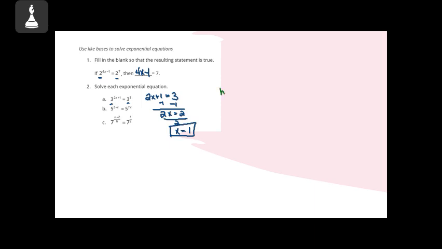Looking at B, we have 5 to the 2 minus x equals 5 to the 7x. So again, as long as the bases are equal, the exponents, 2 minus x, have to equal 7x. I'm going to move this x over to the other side by adding. So I have 2 equals 8x. And now to get x by itself, I need to divide by 8. 2 divided by 8 reduces to 1/4.